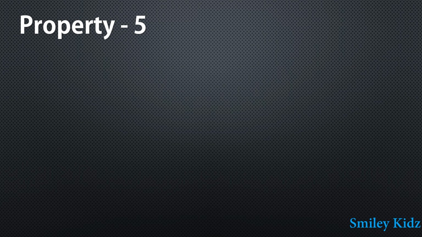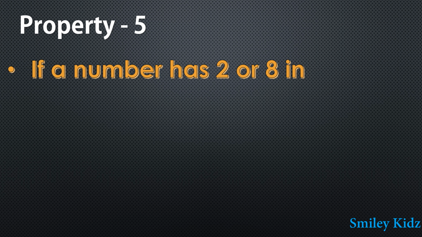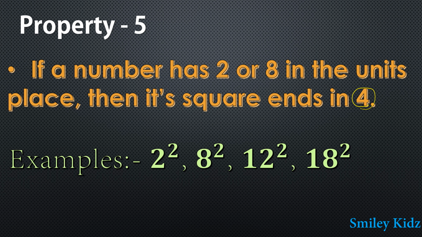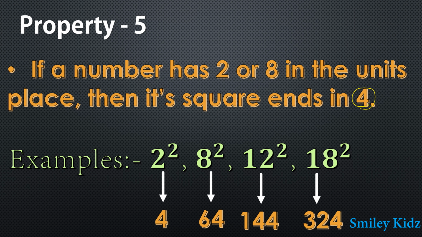Property number 5. If a number has 2 or 8 in the units place, then its square ends in 4. Let's see a few examples. 2 square, 8 square, 12 square, 18 square. 2 square is 4, 8 square is 64, 12 square is 144 and 18 square is 324. Here if you have observed, the units place is 4 in every square, right?